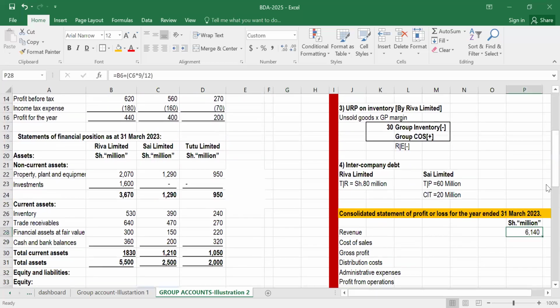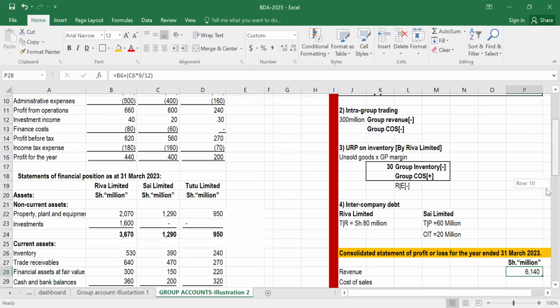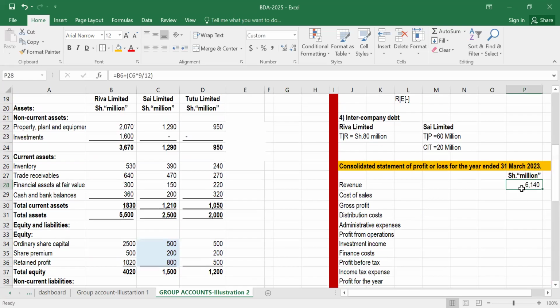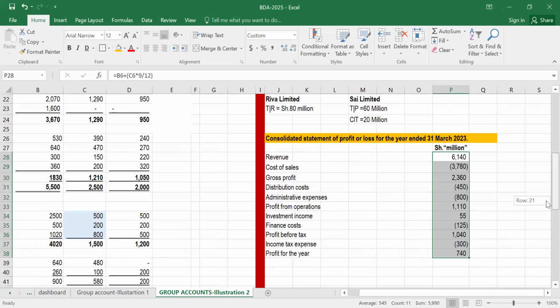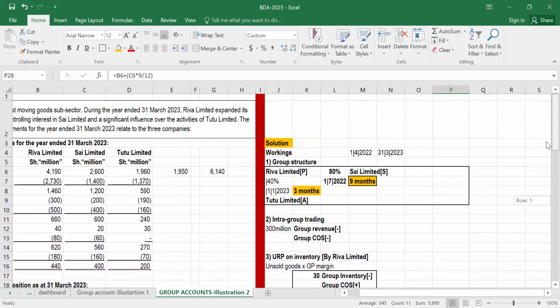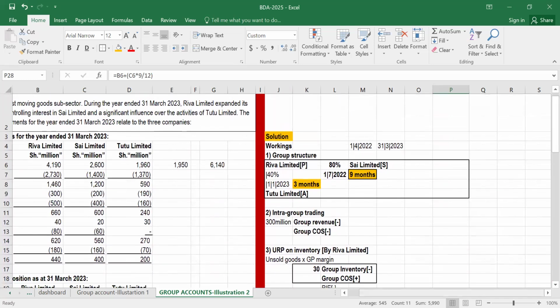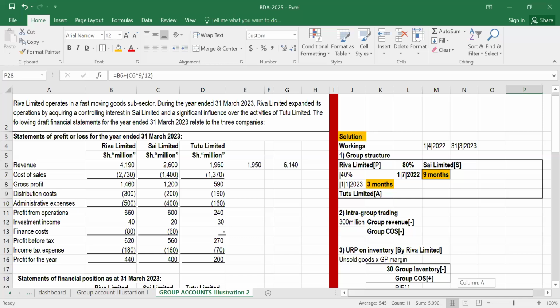Yes, 6140. So basically what I need to do, I don't have to repeat all that for the other items. I just need to drag my formula down. I just need to drag my formula like that. So what now we will be able to have here is the revenue, or actually all the other items, including the cost of sales, the expenses we have taken for the parent company for the whole year, and then for this subsidiary only for 9 months.